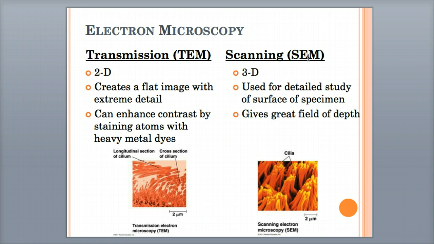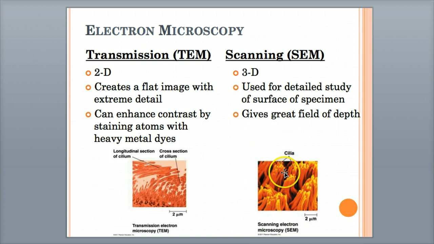So in electron microscopes, there's two branches. Transmission is 2D. It creates a flat image with a lot of detail, and they use staining atoms or heavy metal dyes. So this is an example of an image from a TEM, or a transmission electron microscope. Scanning is for detailed studies, and it gives great depth of field. So think of it as like the awesome digital camera, like a cell phone camera versus a nice digital camera.